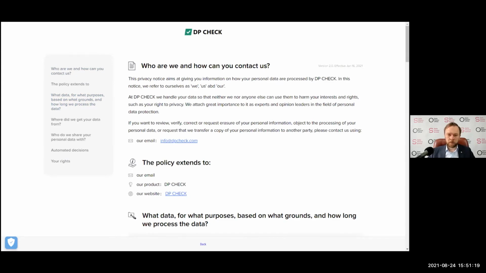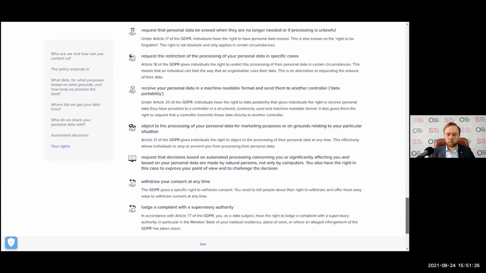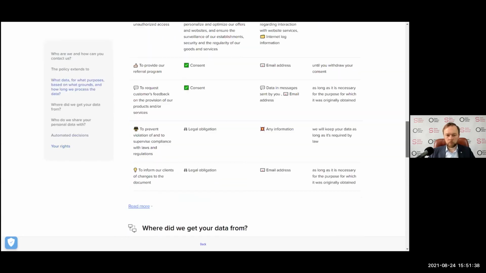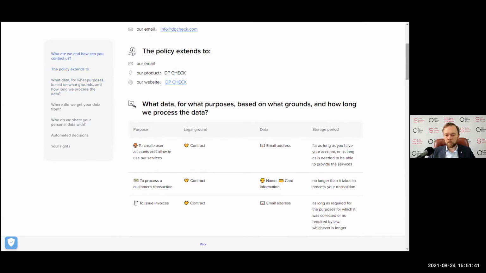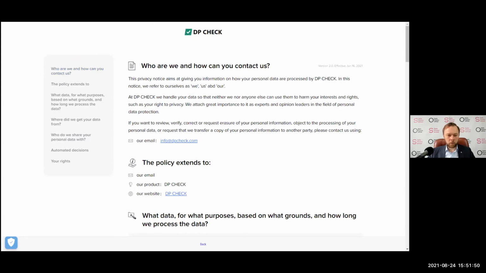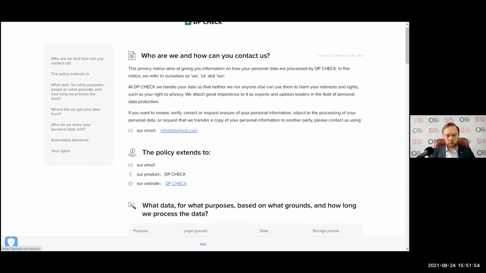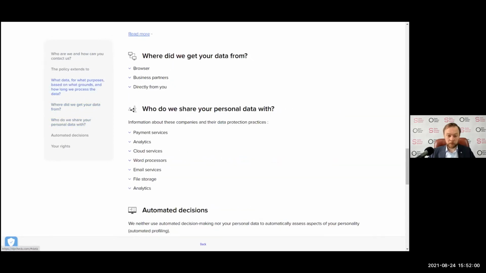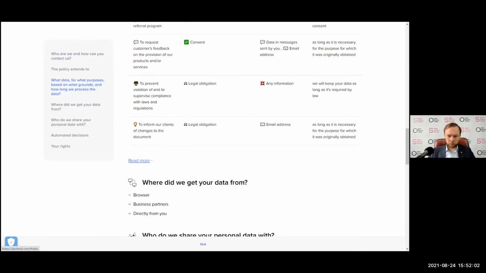Full disclosure, this website, VPCheck.com, and this privacy notice are generated by our team. I personally and my team are responsible for this document. So the best way for me to explain is to use examples from my practice. Here, you can see the easy navigation that allows users to navigate between the chapters of your privacy notice. That saves a lot of time for users to read this.